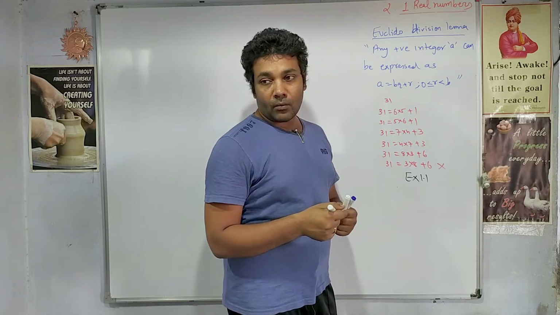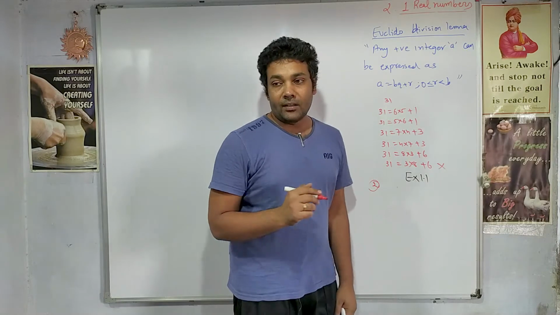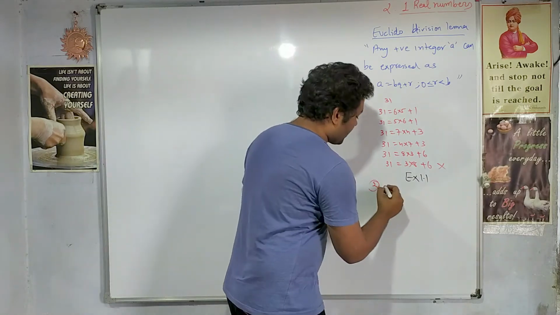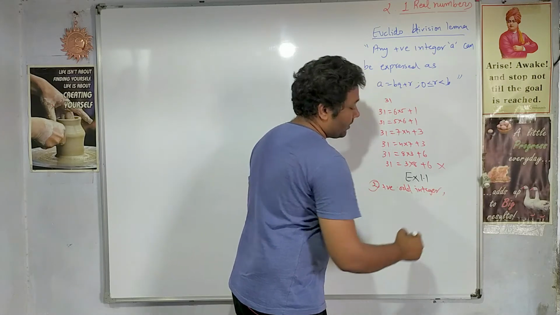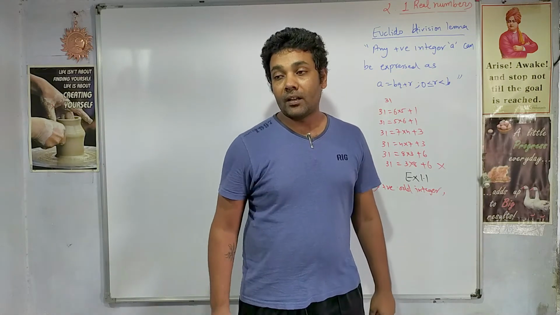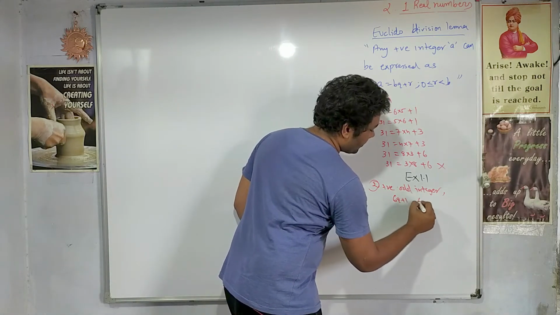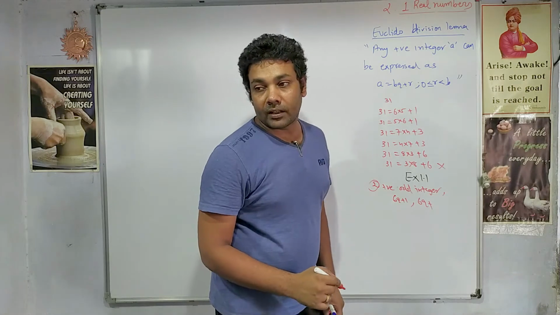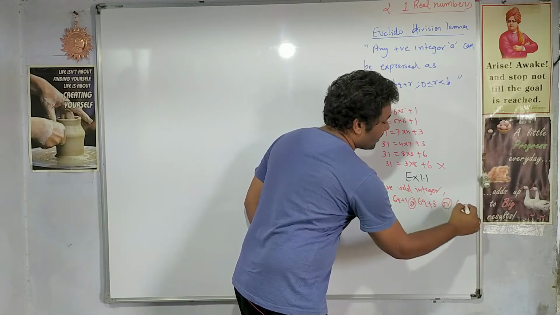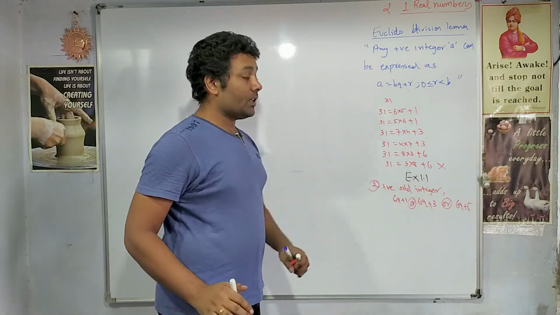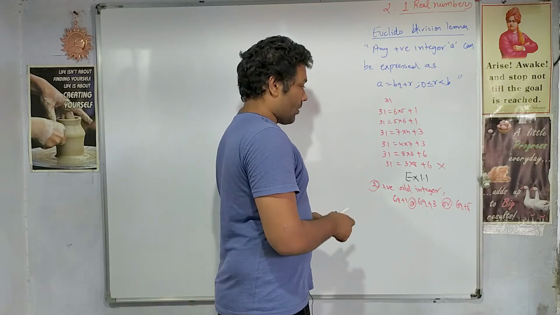The second question we have is: show that any positive odd integer is of the form 6q + 1, 6q + 3 or 6q + 5. So you take any number, it should be in one of these formats. Let us see how. Let us try to solve.